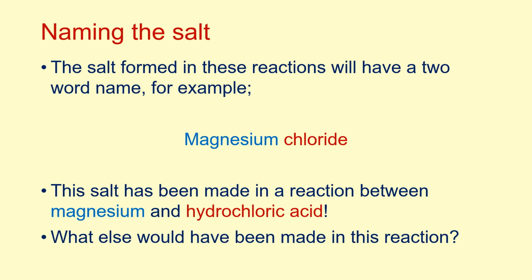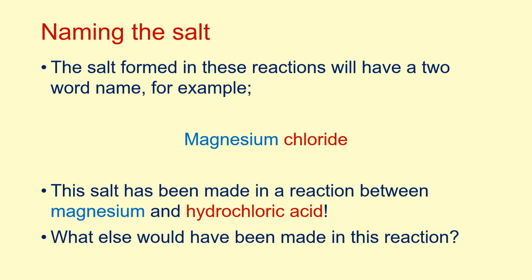We're going to look at naming the salts. So if I react magnesium with hydrochloric acid, I make magnesium chloride plus hydrogen. Now notice that is an IDE ending, which means it's a compound. It's a salt that's been made. So this is how we name them.